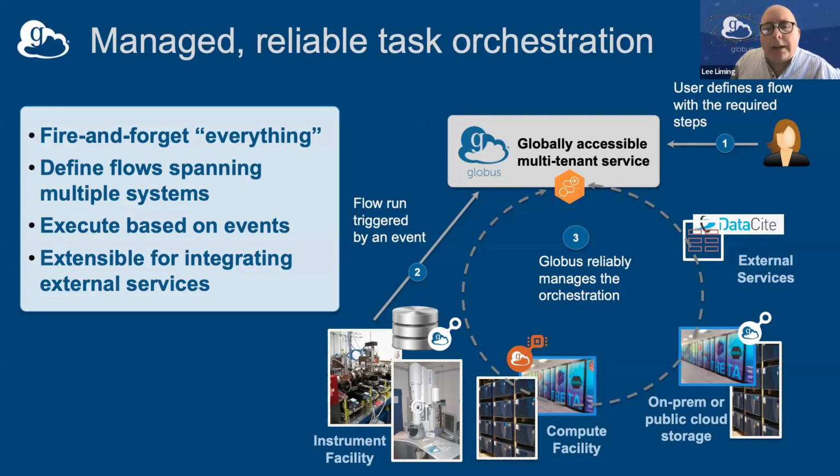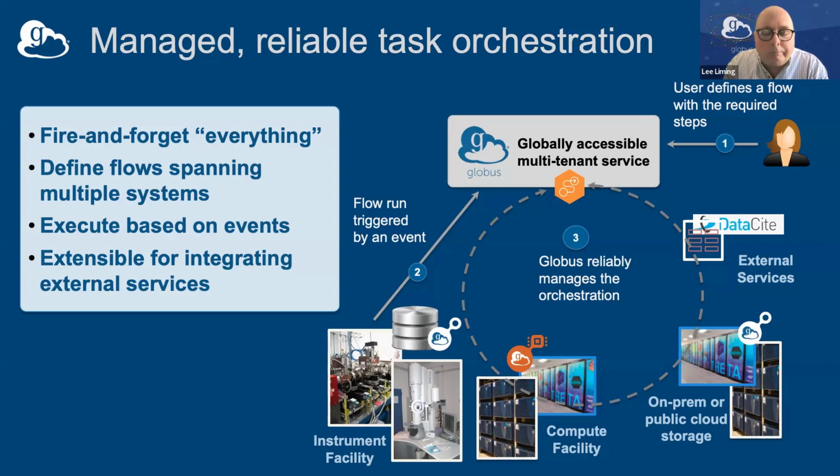What you do, in a nutshell, is define what's called a flow. A flow is just a sequence of steps that need to take place, with inputs and outputs. You string them together into a flow definition. I'll show you that in just a second. You store that flow definition in Globus, in the flows service, and you get an ID back. You give it a name. You call your flow whatever it is.